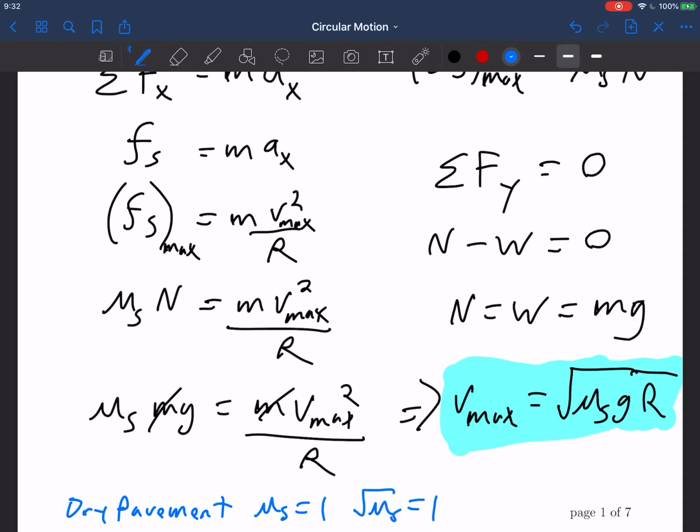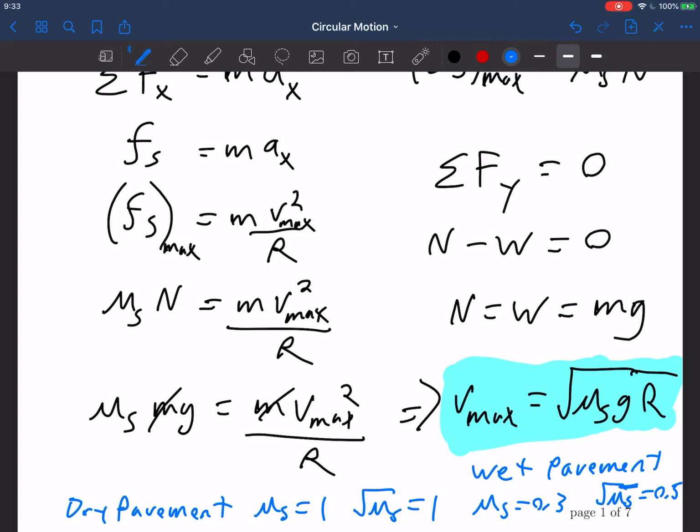Whereas on wet pavement, mu sub s goes down a lot. Mu sub s is equal to 0.3 for a rubber tire on wet pavement. And so that means the square root of mu sub s is equal to about 0.5. So what this is telling us is if we have wet roads, the maximum speed that we can drive around a corner is about half as big. That is a really important point. If it's raining out, you should slow down in your car.